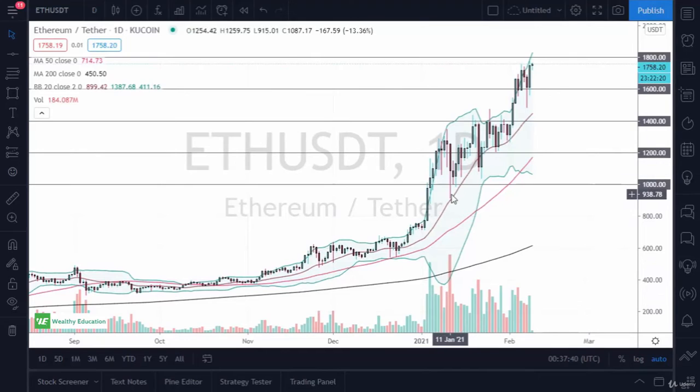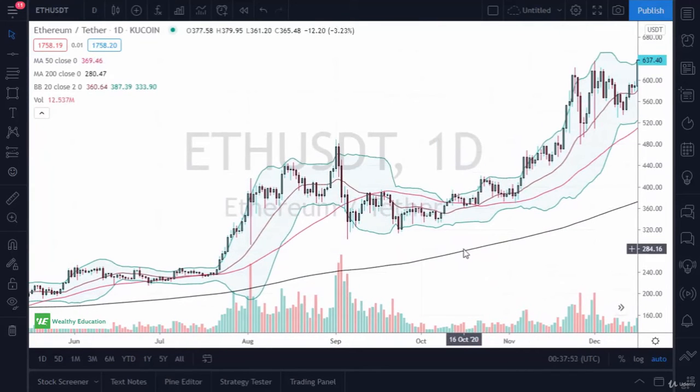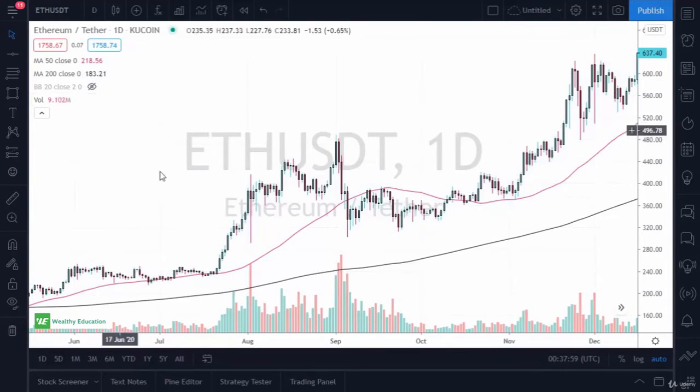We rallied. We came back to the moving average. You could have just bought there as well. It's a stretch to call that a hammer, but it does suggest that there are buyers underneath, obviously. So let's go ahead and get rid of the Bollinger Bands for now. Just hide those.